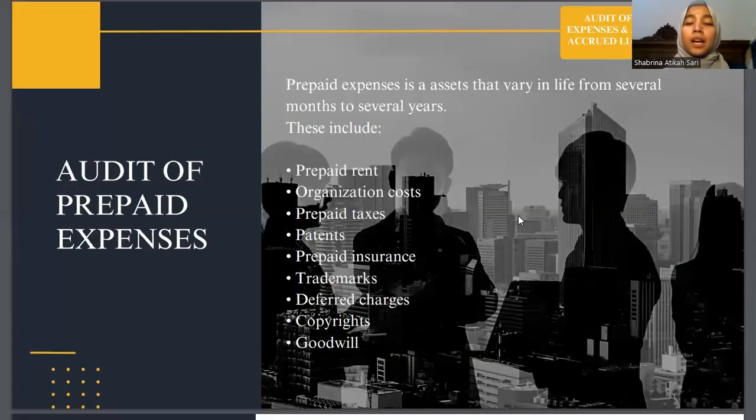Okay, that's all the material about the audit of PPE. The next material, about the audit of prepaid expense, will be explained by Ayu. To Ayu, the time is yours.